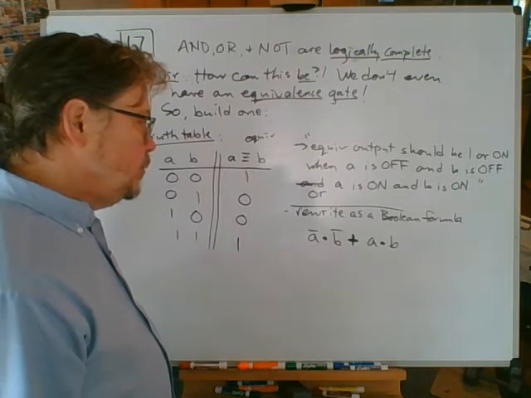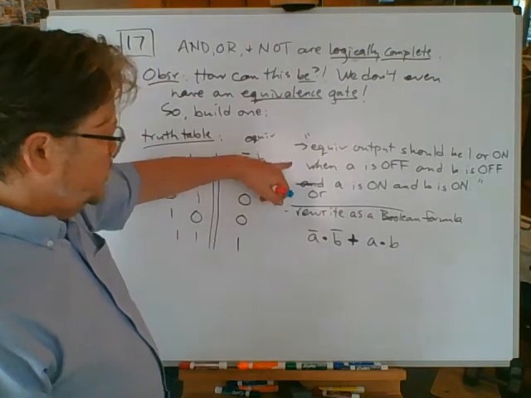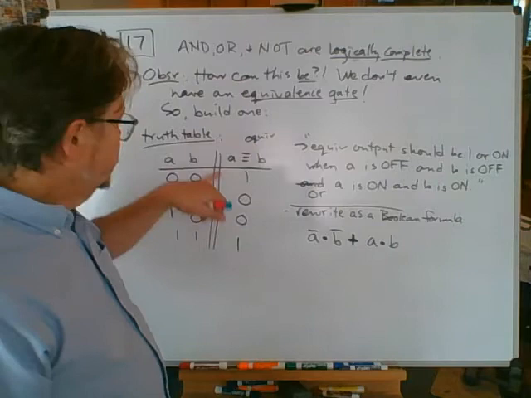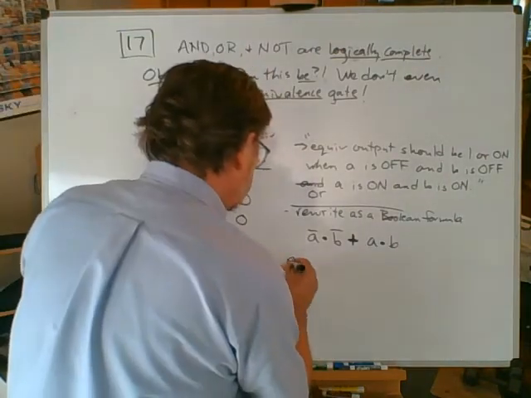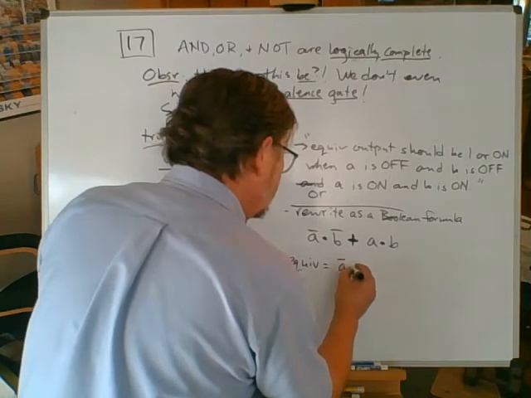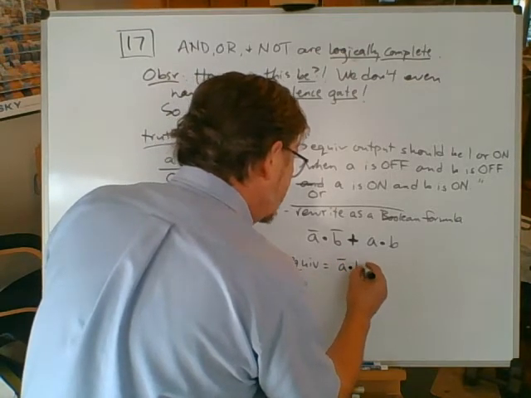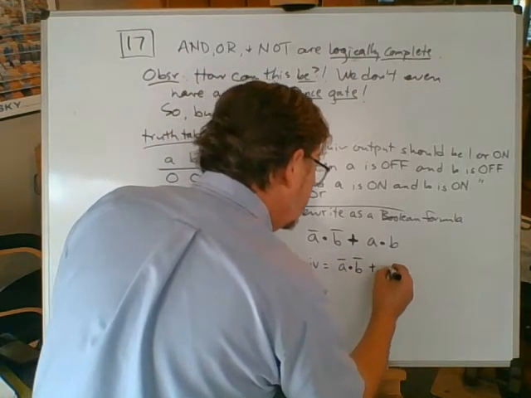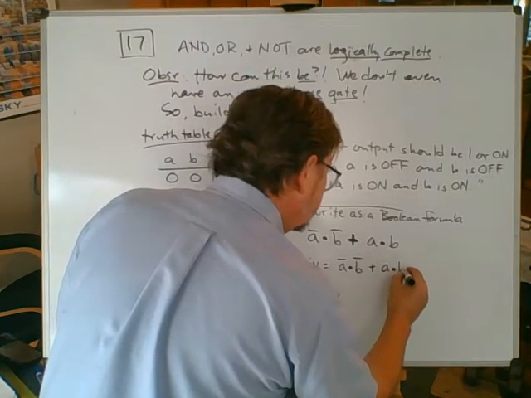Rewrite that as a Boolean formula. What was rewritten as a Boolean formula? This thing right here. So we could write this. If equiv is the name of this gate, I can just say equiv equals not A and not B, or A dot B.